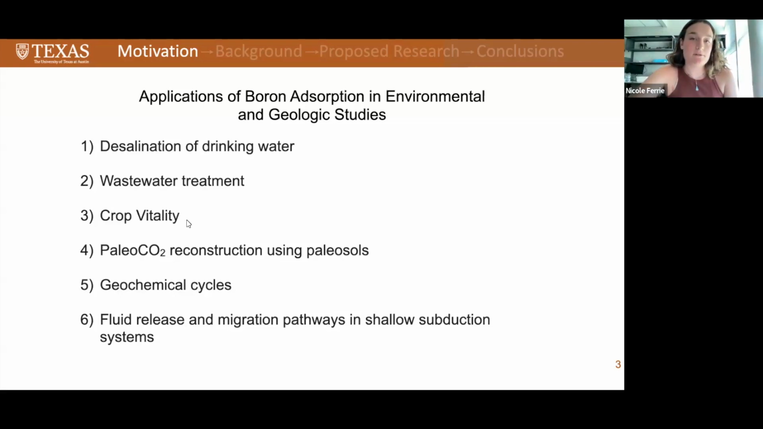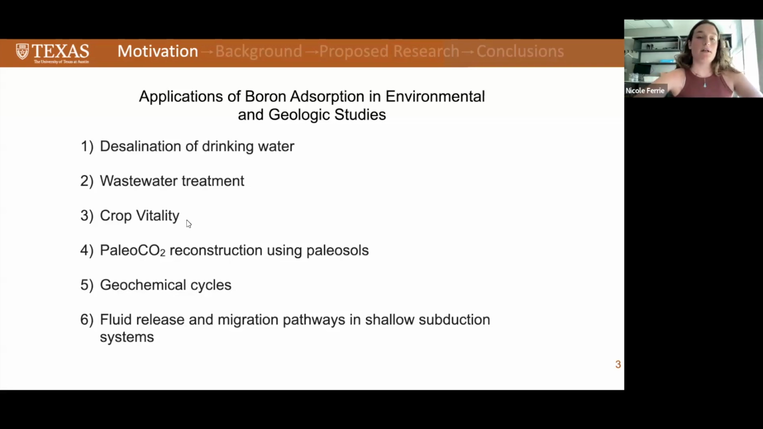Additionally, understanding how boron adsorbs onto clay minerals can be important for crop vitality. Boron is an essential nutrient for plant life, but in too high of concentrations, boron can actually kill plants. And at too low concentrations, the plants can die from lack of boron. And clays are a very large part of soil systems. So understanding how boron is taken up by clays and how much boron is taken up helps us understand how much boron is left over for the plants to actually consume. And it helps us understand if we need to add more boron to the soils or take away boron. So we hit that sweet spot where crops can thrive.